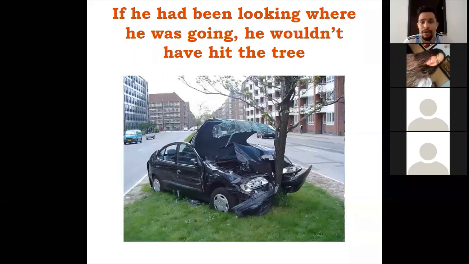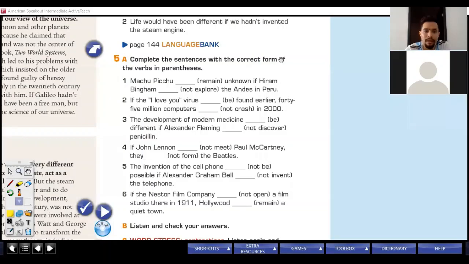We're going to have some of the exercises in the book now. Exercise 5. So let's do the exercises in exercise 5. So what do we have? Hang on. What do you have to do? Let's read. Hang on here. So complete the sentences with the correct form of the verbs in parentheses, right? So here we got the verbs in parentheses. You just need to use the conditional type 3.